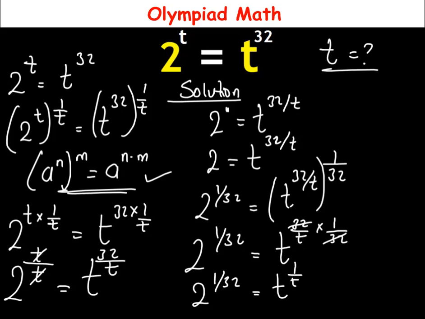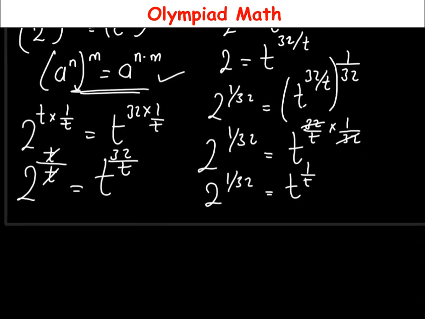Now looking at this, you have t right here, this is the base, and this is the denominator of the power. Looking at the base and the denominator of the power, as you can see, they are both equal. So we are going to make the base right here also equal to the denominator of the power right here. So how do you go about it?